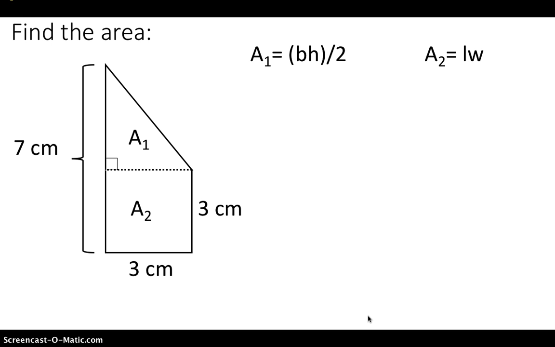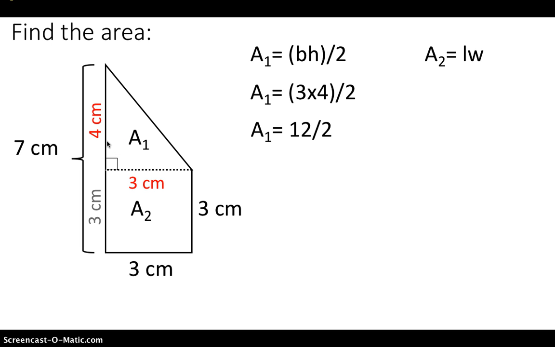For base times height divided by 2, we need base and height. The base is 3 because, again, we established that the bottom length is 3, so this length is the same. And because that side is 3, and the entire thing is 7, that means this other side of this right triangle must be 4. So 3 and 4 are the base and height. We plug those into the formula. We multiply them to get 12 and then divide by 2 to get 6.